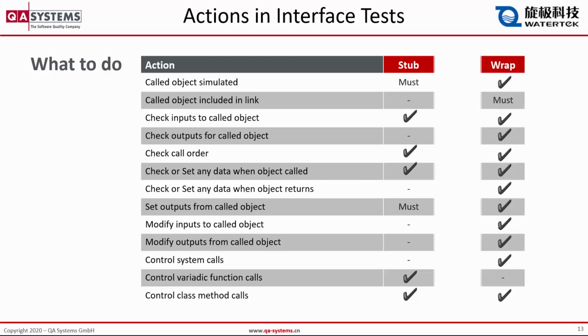With wrapping, it is much more flexible. I only need to link in the wrapped object. However, you can see with the combination of both simulation and interception options for interface testing, we get complete flexibility to control the call interfaces for both isolation unit testing and integration testing.